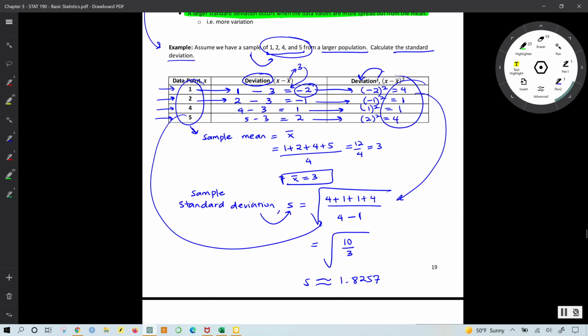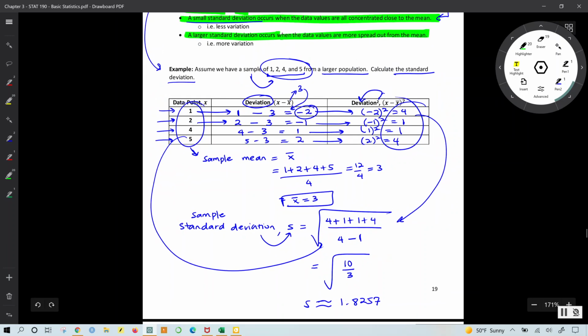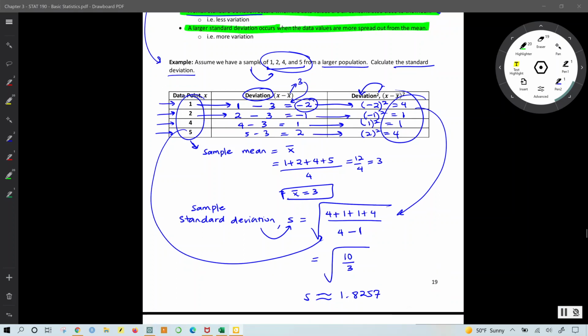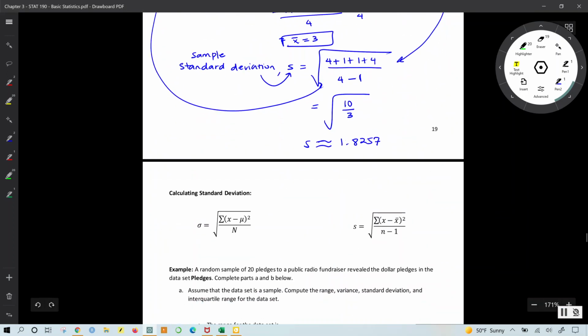In this class, you will not need to compute this by hand, but for intuitive assistance, it is always good to show you how these measures are obtained. We are going to use StatCrunch, which is technology, to do all of this for us. Officially, the formula for the sample standard deviation is given by this. But I figured this is of not much use. What is of major use is what we showed earlier.